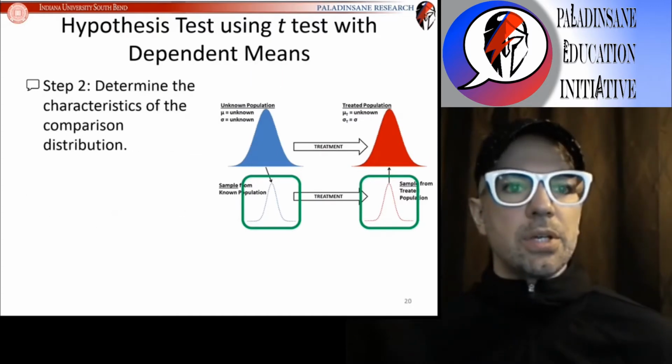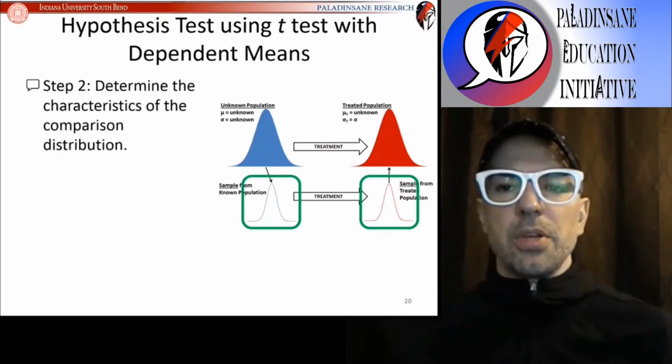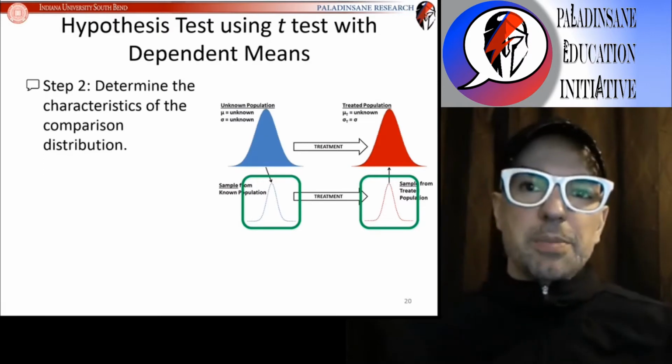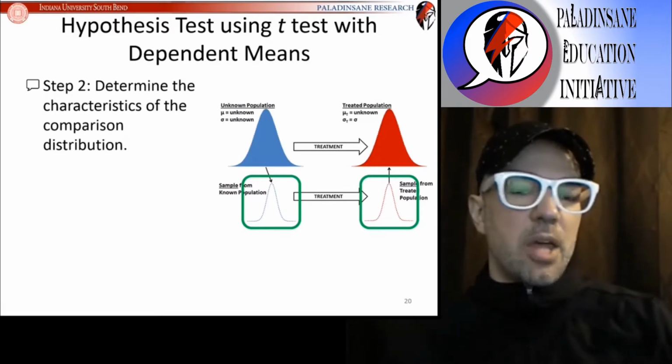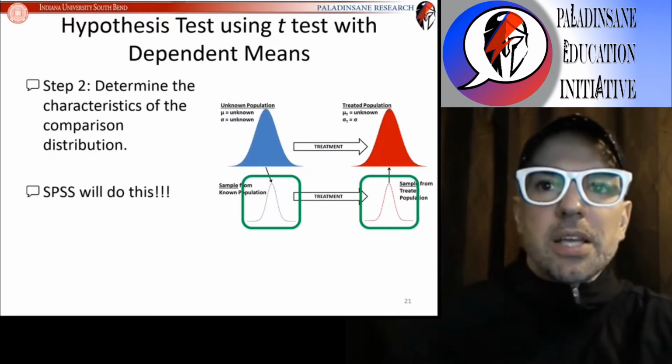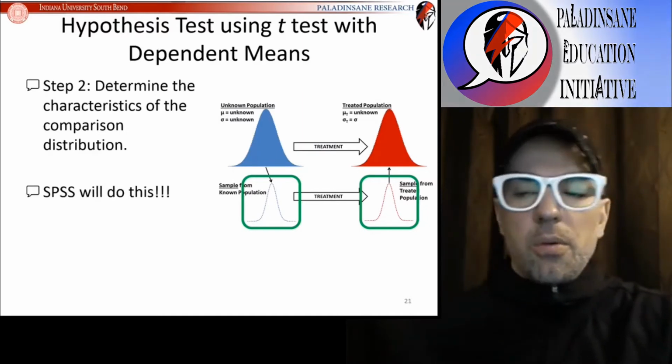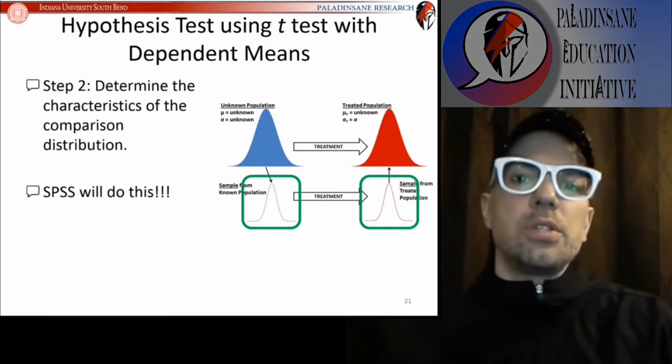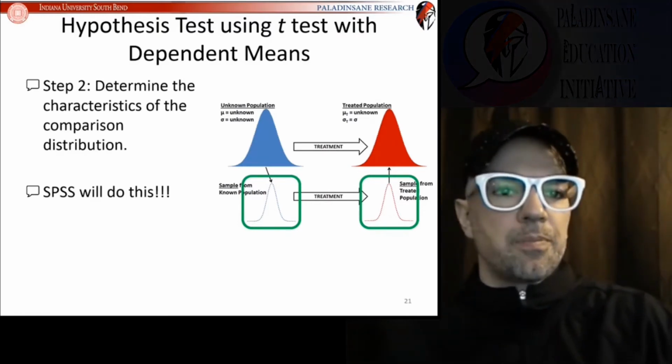All right, step number 2, determine the characteristics of the comparison distribution. If we did this by hand, this would be a massive mathematical undertaking. Thankfully, however, we're using SPSS. So SPSS is going to do this, and we don't have to peek behind the curtains in order to be able to do our dependent means t-test.